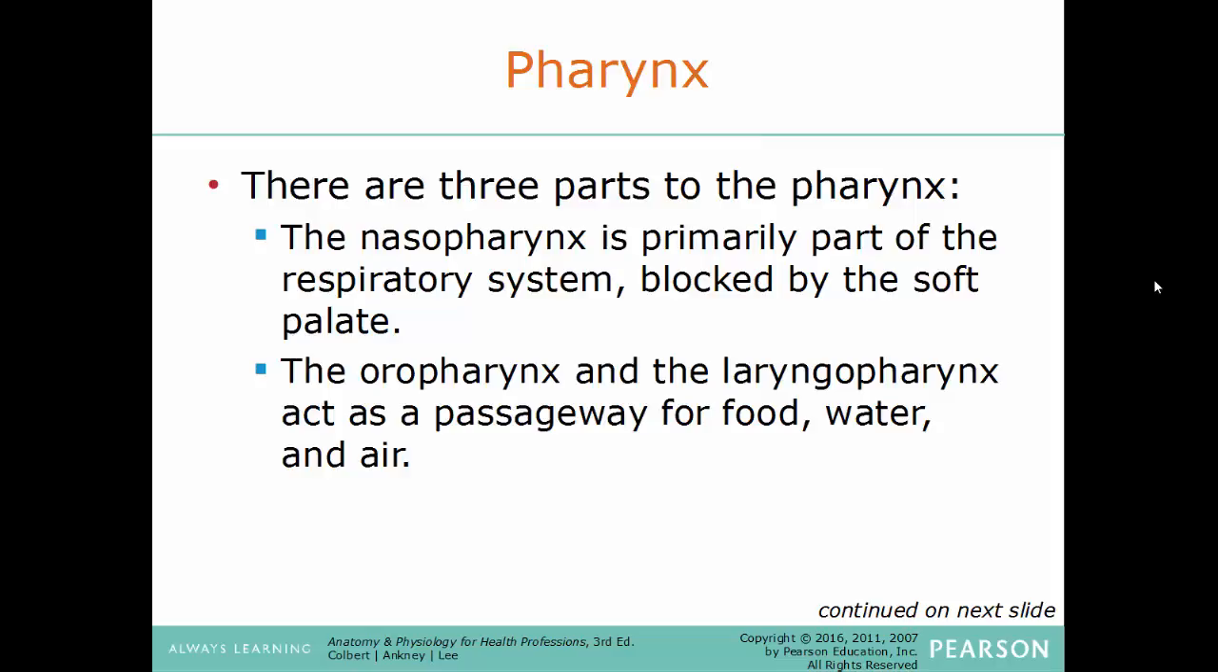See, the first part, the nasopharynx, this is just behind the nasal cavity. Naso is a reference to nose. It's primarily a part of the respiratory system, and this is going to be blocked by the soft palate. The oropharynx is just behind the oral cavity, because oral is a reference to mouth. And the laryngopharynx is right near the larynx, or the voice box. And these act as a passageway for food and water and air. So if you're breathing air, the air gets directed to the trachea and then goes on into the lungs. If you're swallowing food or water, that food gets diverted to the esophagus to go on to the stomach.